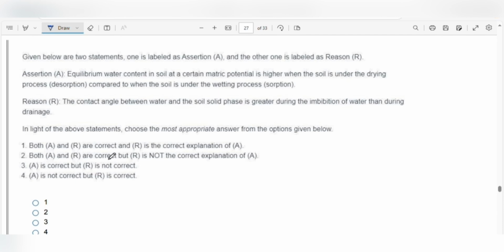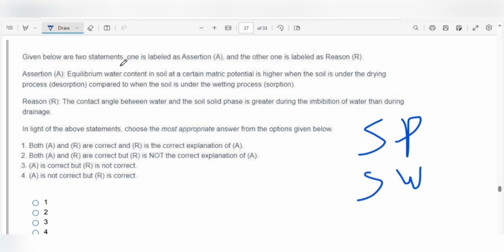Another assertion reasoning, and this question is again from soil physics, that too again from soil water. I think this is the fifth or sixth question from soil water. You can see in a single examination they are asking 6 to 7 questions only from soil water, so you can understand the importance of that chapter, right? So let's read the assertion statement.